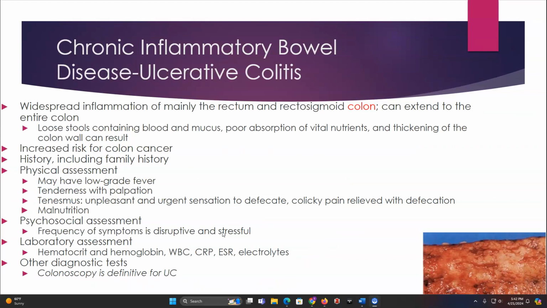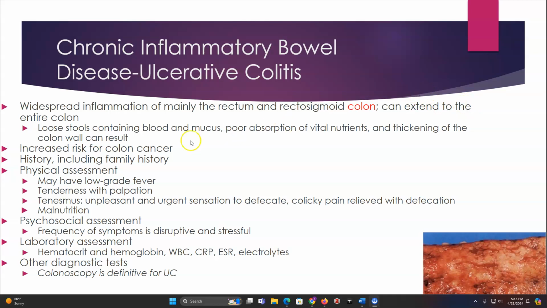So chronic inflammatory bowel disease is broken down into two different sections. Ulcerative colitis is one type and Crohn's disease is another one. With ulcerative colitis, it's of your colon. I know that you're surprised by that. And it can go throughout the entire colon, but it does not go to other sections of your GI system.